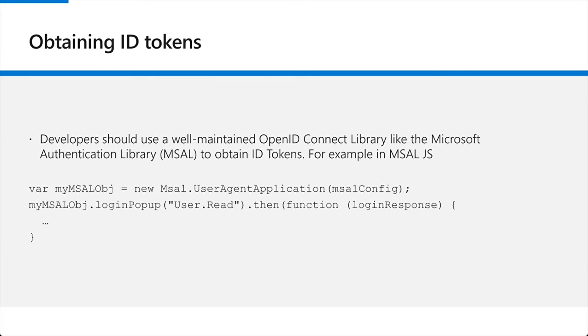In terms of obtaining ID tokens, it's important to use a well-maintained OpenID Connect library like MSAL, which stands for the Microsoft Authentication Library, to get your tokens. The important thing about this is the fact that standards can change on a regular basis, and you want to make sure that you're using up-to-date code. By using the MSAL library, you know that Microsoft has ensured that there is a framework out there that's going to use all the latest protocols.